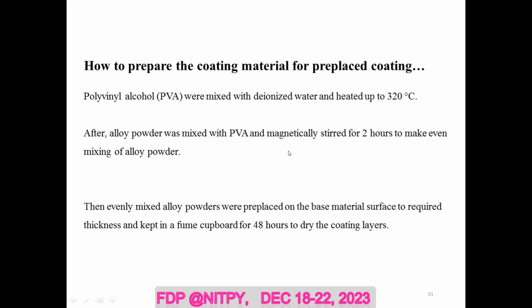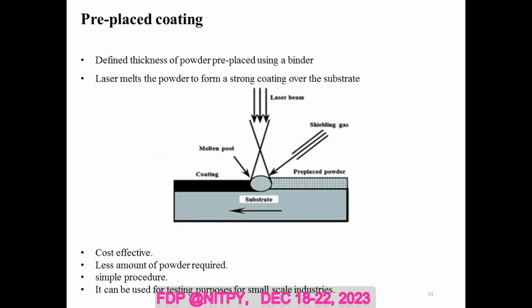And after that, we need to keep those specimens in the fume cupboard for two to three days to dry the coating layers. You can see the pre-placed coating setup. The defined thickness of powder, we can pre-place using the binder. The laser melts the powder to form a strong coating over the substrate.